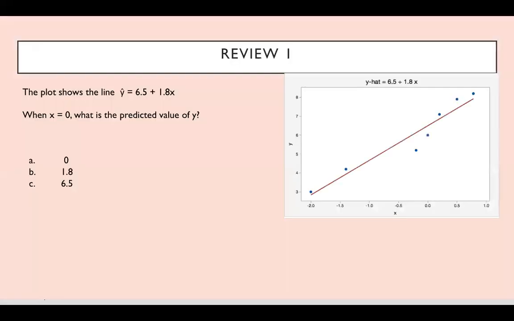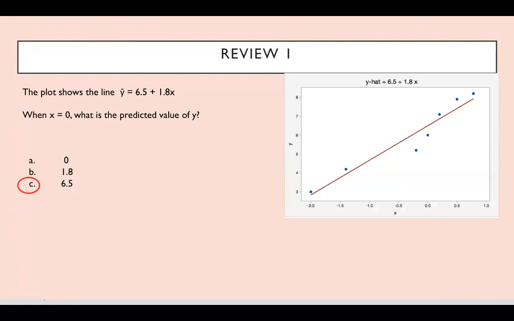Okay, so our first review for lesson 12. When x equals 0, what is the predicted value of y? All right, looks great. C is our answer here.